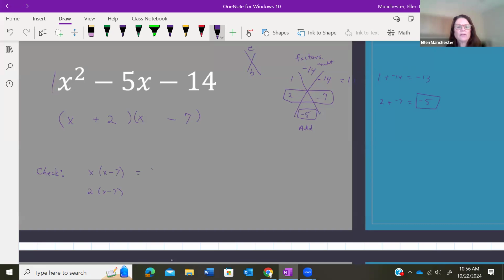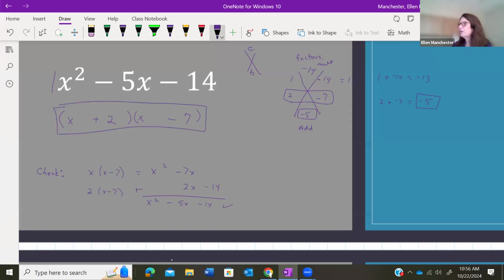So x times x is x squared. X times negative 7 is negative 7x. 2 times x is 2x, and 2 times negative 7 is negative 14. So when I add these, I get x squared, negative 7x and 2x gives me a negative 5x, and then negative 14. So this checks. So I know that this is correct.